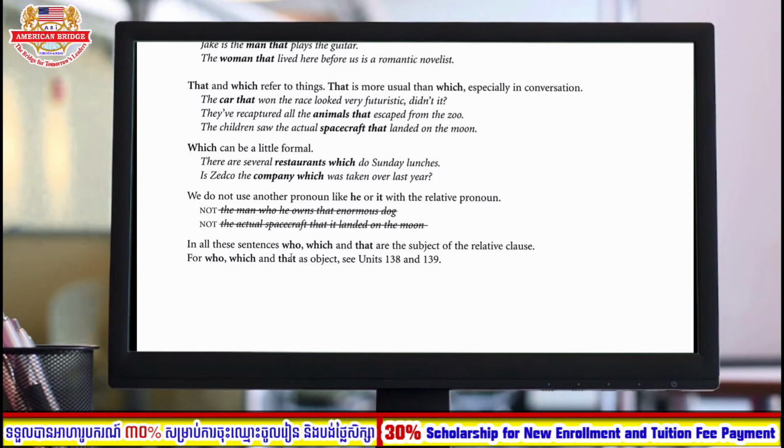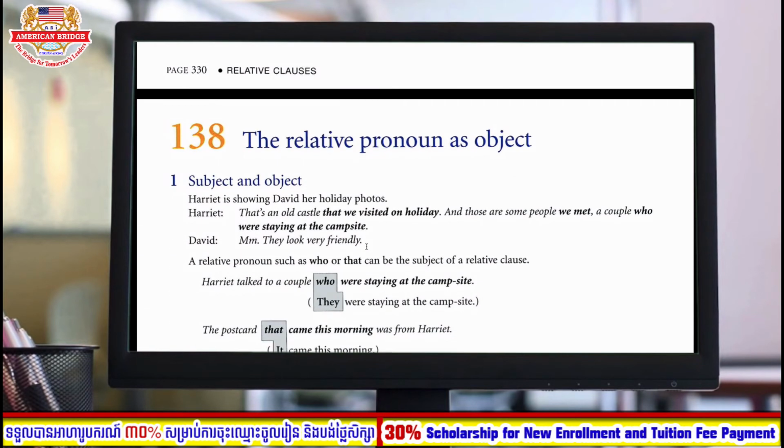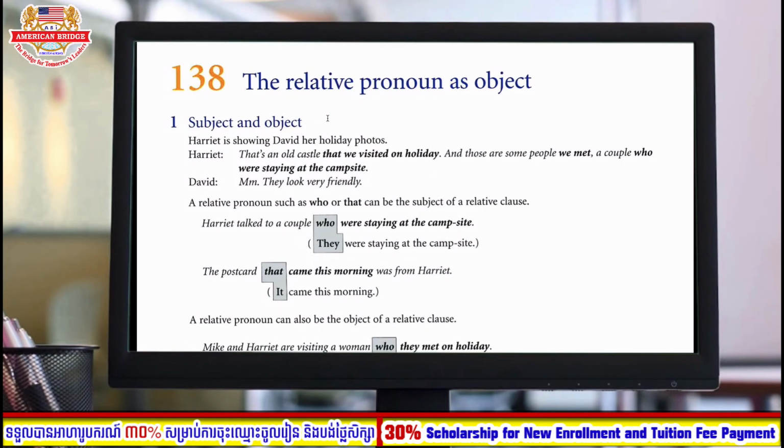So here, when we use who, which, and that to modify the subject, it is the subject of the relative clause. Okay. Here are the relative clause pronouns as object. So subject and object, right? Harriet is showing David her holiday photo. So this is the situation. Harriet said, "There's an old castle that we visited on holiday, and those are some people we met, a couple who were staying at the campsite."